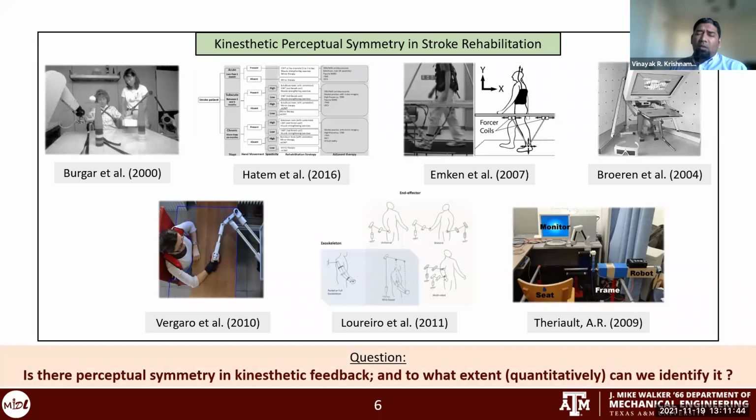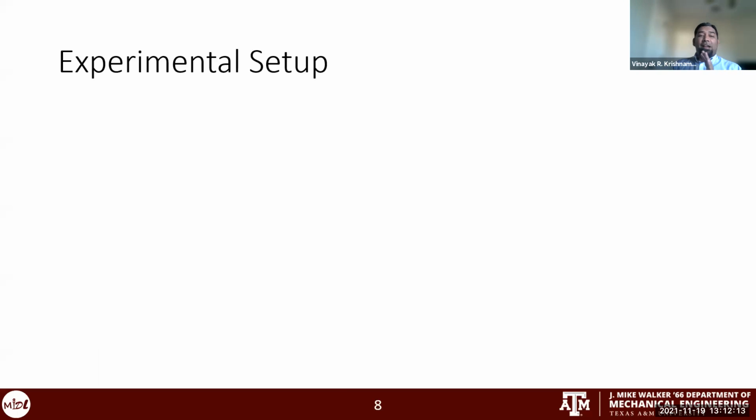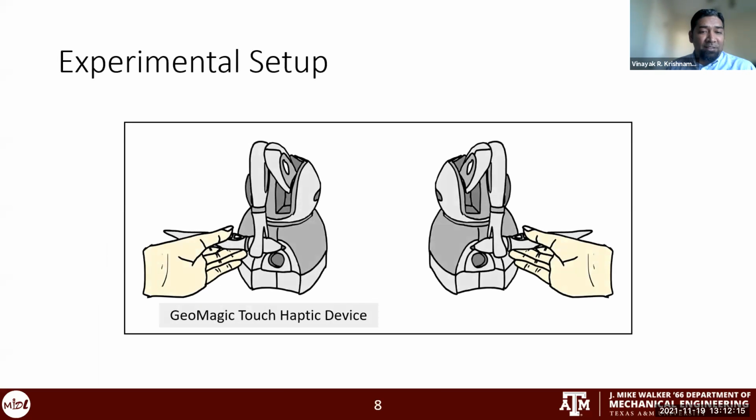So amidst all this work, we were specifically interested in a more basic question, right? Is there perceptual symmetry in kinesthetic feedback? More importantly, to what extent can we identify it, right? That pertains to how stiff your spring should be in order for you to be able to fool the person into thinking that both sides are getting forces, right? So that's the question that we wanted to answer, okay? In order to do that, we came up with a very simple experimental setup.